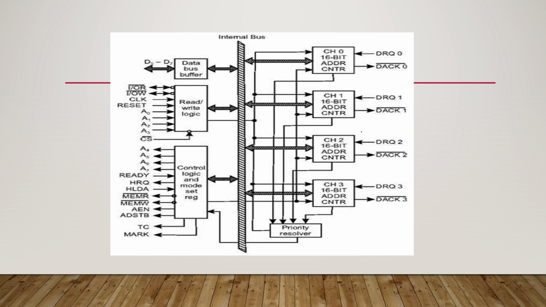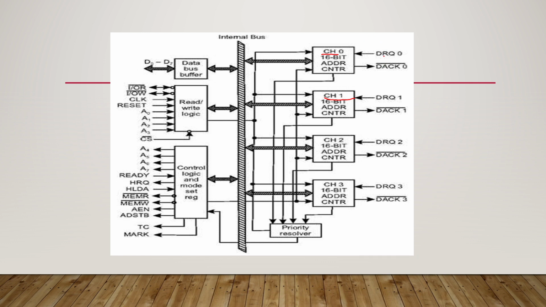And this is a block diagram. As I told you, this is the DMA controller. It contains 4 channels: channel 0, channel 1, channel 2 and channel 3. Each channel has a 16-bit address and a 14-bit counter. Every channel has two signals: one is a DMA request and the other is a DMA acknowledge.